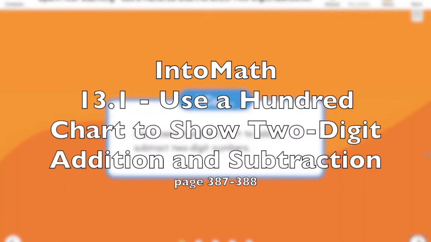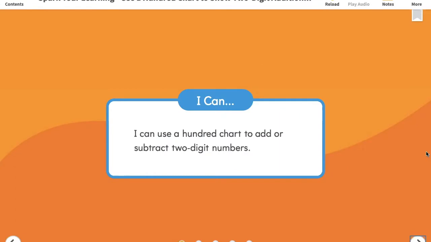Hello, first grade mathematicians. Today we will be beginning Module 13, which covers two-digit addition and subtraction. We will begin on page 387, which is Lesson 1, use a 100 chart to show two-digit addition and subtraction. After this video, you will be able to use a 100 chart to add or subtract two-digit numbers.